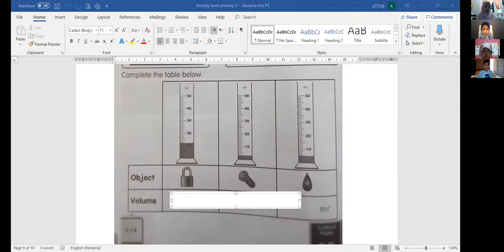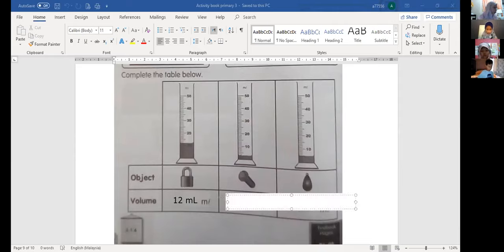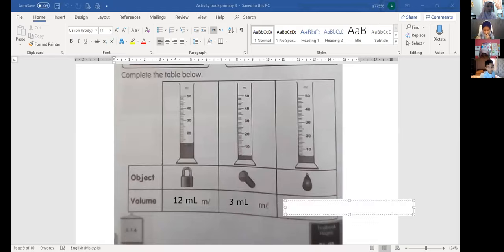Okay, Fatin Auni, give me the answer. Padlock is 12 mL. Okay, very good. Okay, what is the reading for the screw? Okay, Fatin Auni, Amahadi, give me the answer. 3 mL. And the last one, the weight. What is the reading of this weight? Okay, Ilham, you give me the correct answer. Okay, Dini, you give me the correct answer.